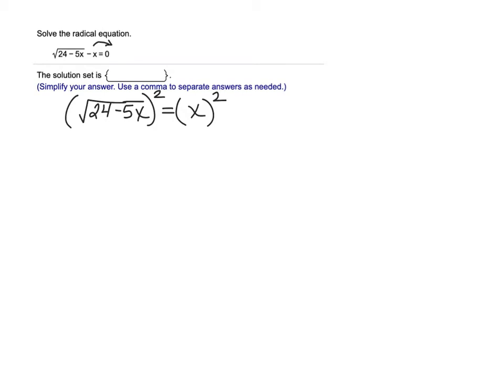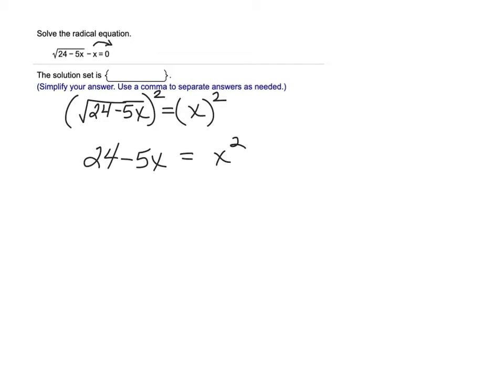So when you square the square root, they cancel. The square root sign cancels, and you just have 24 minus 5x. And of course, on the other side, we have x squared. Okay, so it's a quick way to get rid of that radical sign. Now we're solving just a basic quadratic.